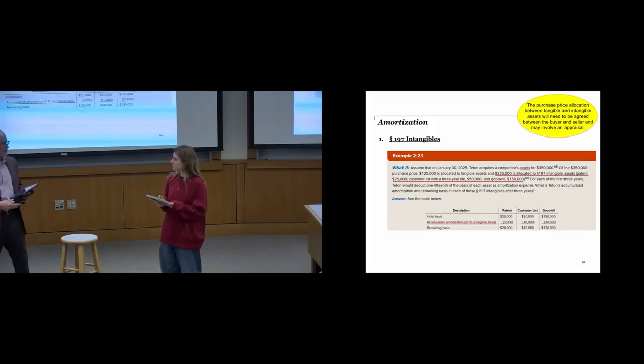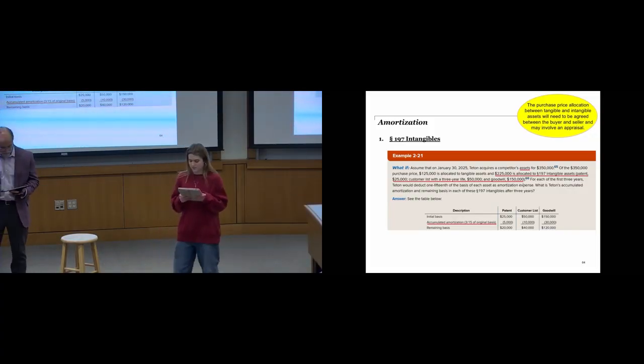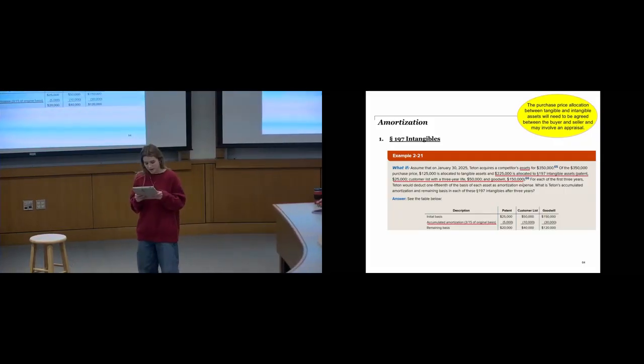Okay. Out of the 350,000, 125,000 is allocated to tangible assets, and 225,000 is allocated to 197 intangible assets, which is 25,000 for the patent, 50,000 for the customer list, and 150,000 for goodwill. For each of the first 3 years, Teton would deduct 1/15 of the basis of each asset as amortization expense. What is Teton's accumulated amortization and remaining basis for each of the intangibles?